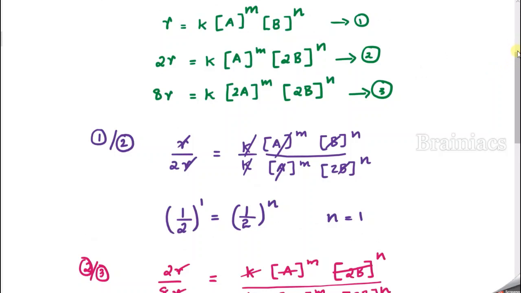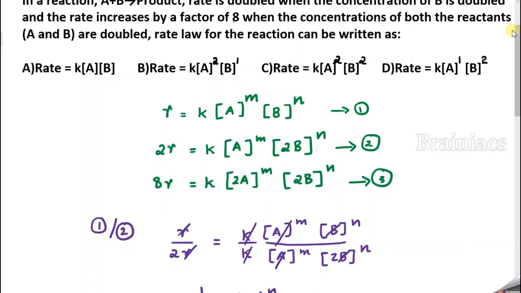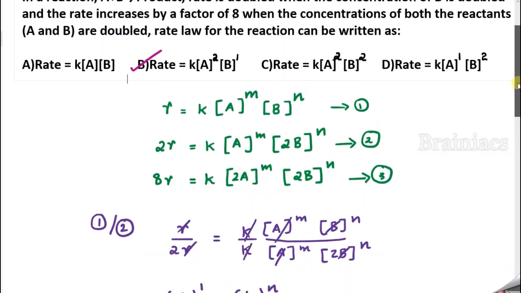So let's see whether that is present in the options or not. Okay. So in the options, A^2 and B^1 is present in option B. So my option B is the correct answer. I hope you understood, you got a fair idea.